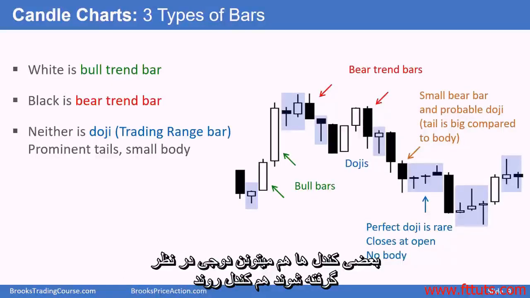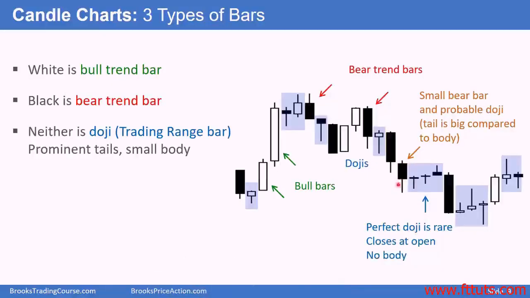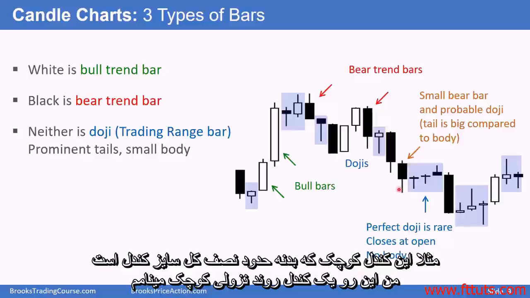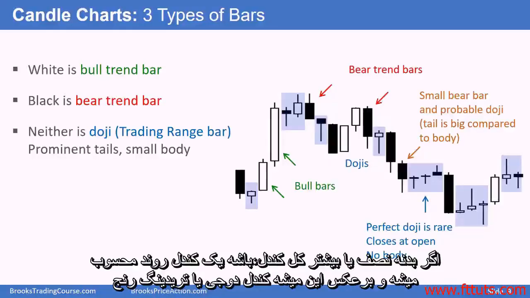If the body is small, I still call it a doji bar. Now, you have some bars that could be doji bars, they could be trend bars. For example, here's a small bar. The body is about half the size of the entire bar's height. I would call that a small bear trend bar. If the body is half the size of the bar or more, I tend to call it a trend bar. If it's less than half the size of the bar, especially if the bar is not very big, I tend to think of it more as a doji bar, a trading range bar.